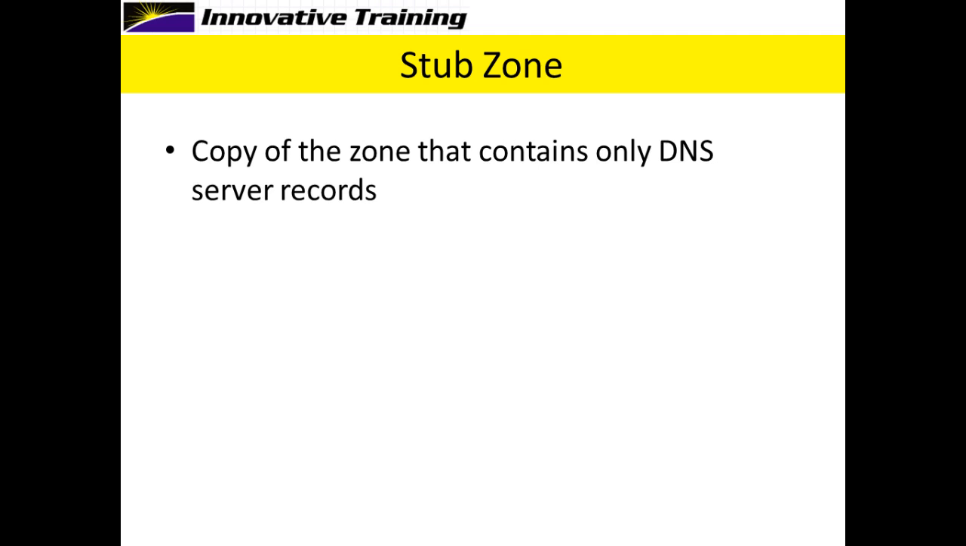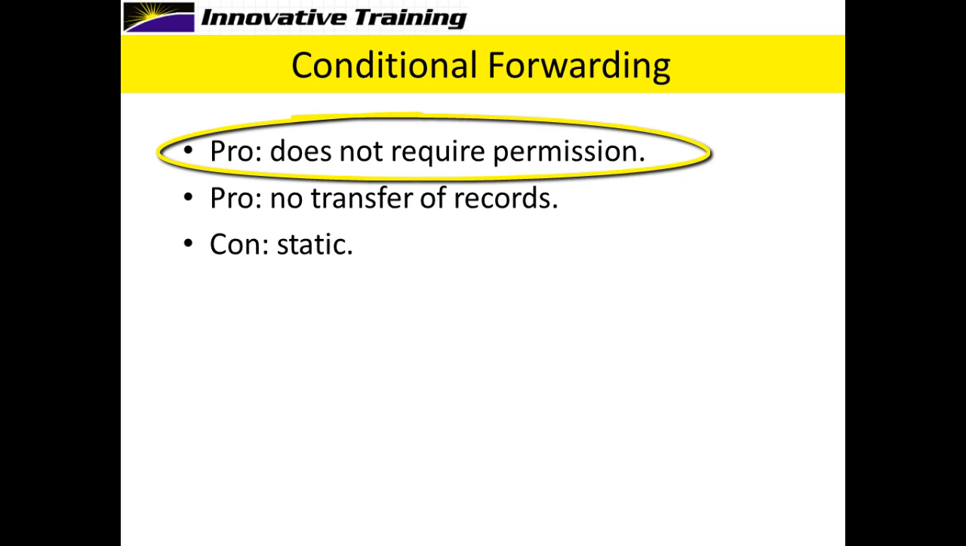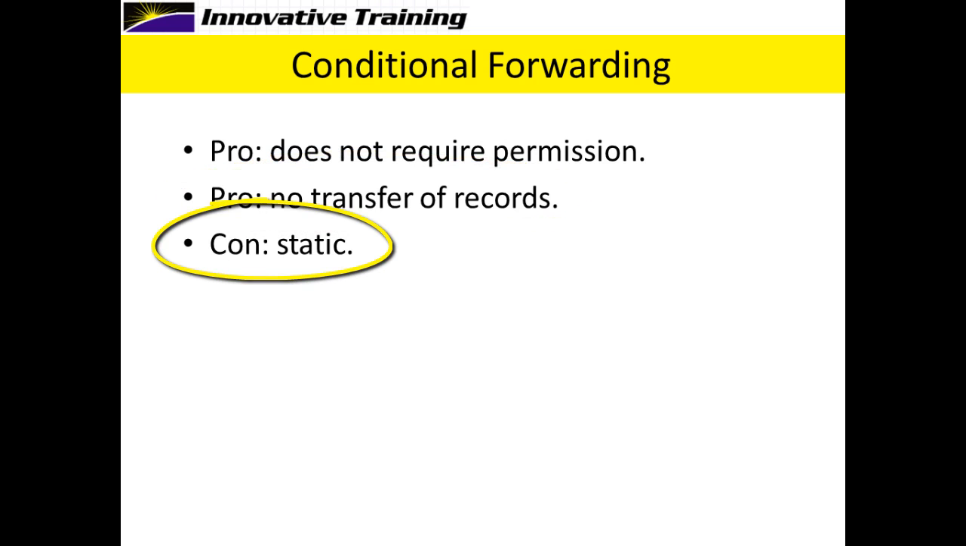Let's look at the pros and cons versus using conditional forwarding or stub zones. With conditional forwarding, one of the pros is that it does not require permission. You need permission to have any copy of the zone, even if it's just a stub zone. So here, since it doesn't require permission, we can use conditional forwarding for a company with whom we don't have a relationship. Another pro in terms of Microsoft tests is that there's no transfer of records, so there's no traffic going back and forth between the two companies. The negative or the con would be that it's static.